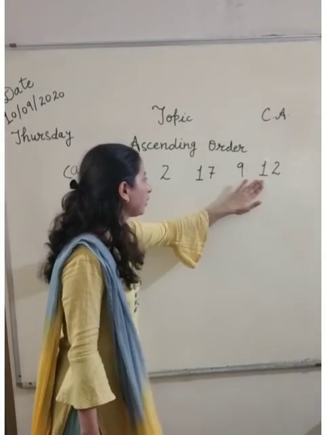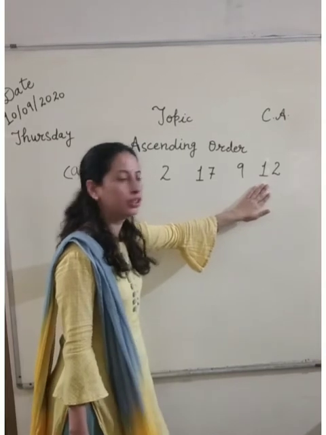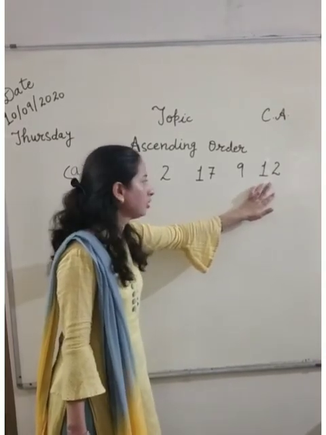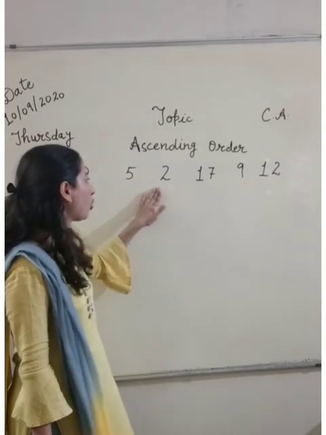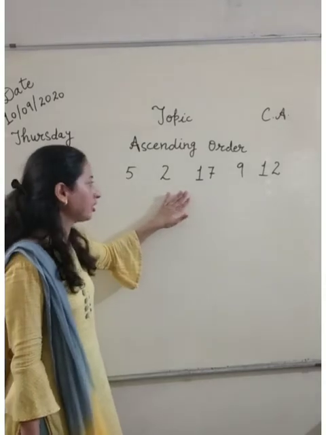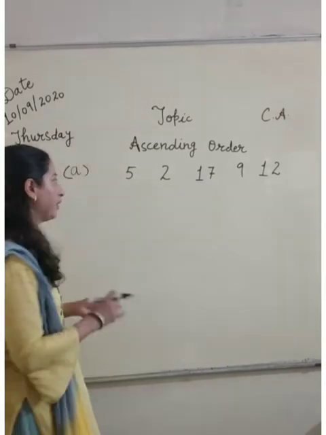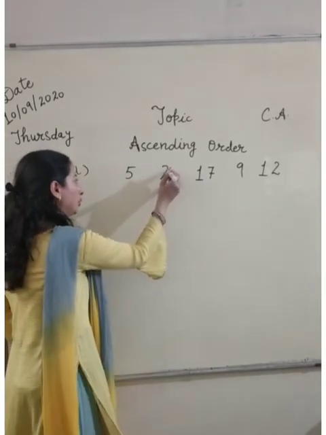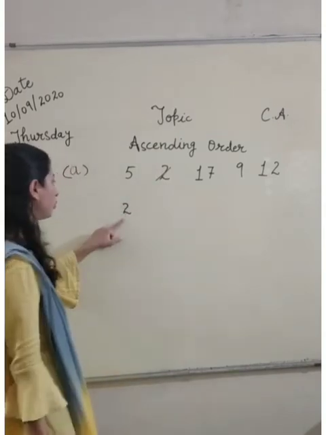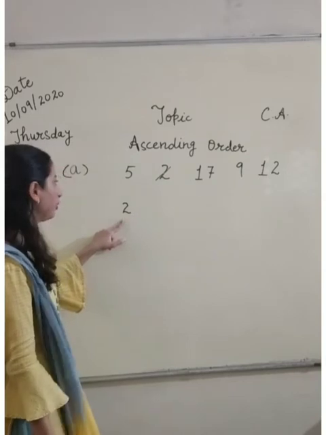And what after 9? 9 के बाद कौन सा number है? Number 12. 12 is also greater. So which is the smallest number? Yes, children, tell me. Number 2. 2 is the smallest number. Just write down number 2. Is it clear to you?